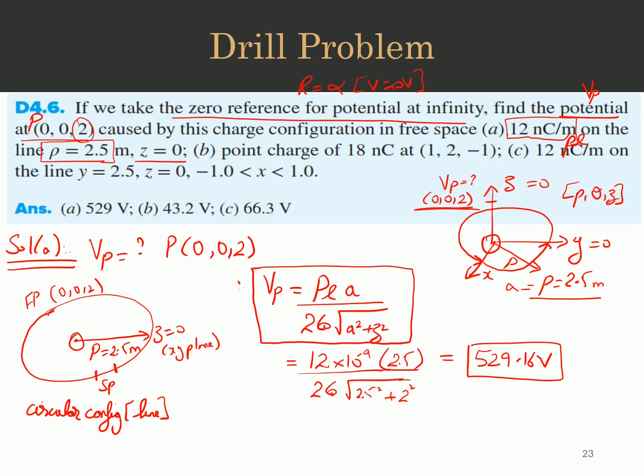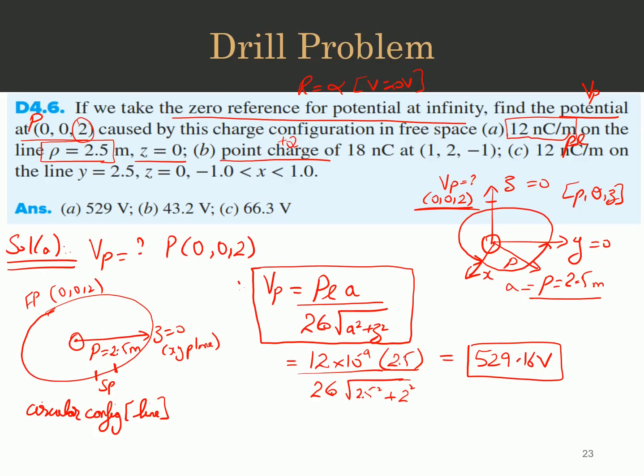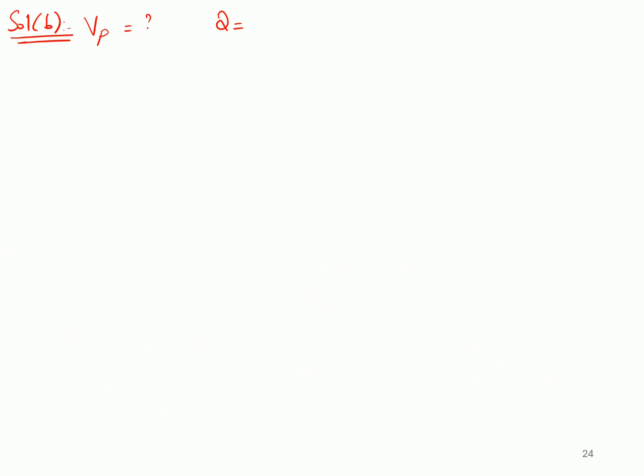Now what about the second part? In the second part, we have a point charge. So now we have a point charge Q of 18 nanocoulomb and the location is at 1, 2, minus 1. So let us find the solution to the second part. In the second part, we need to find potential again at P, and this is a point charge. So let us say I call this Q, and its location is at 1, 2, minus 1, with Q being 18 nanocoulomb.